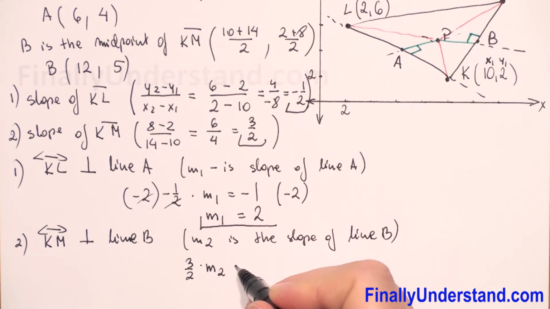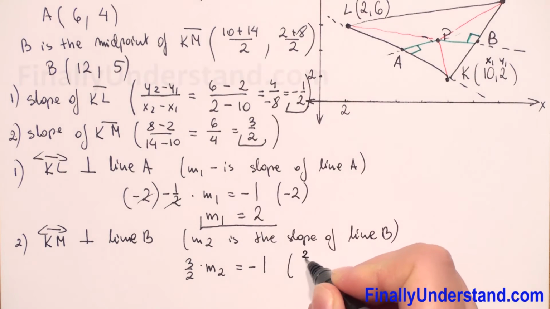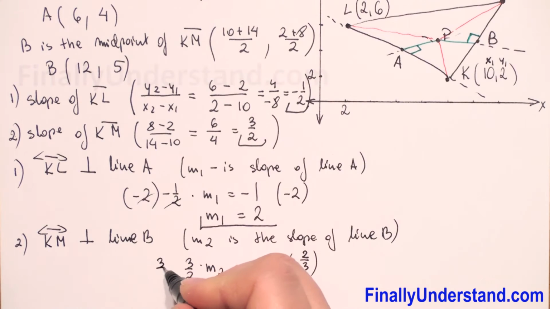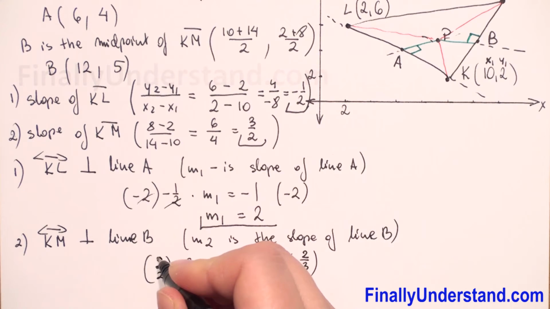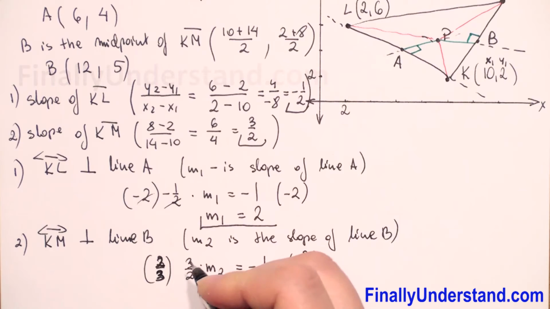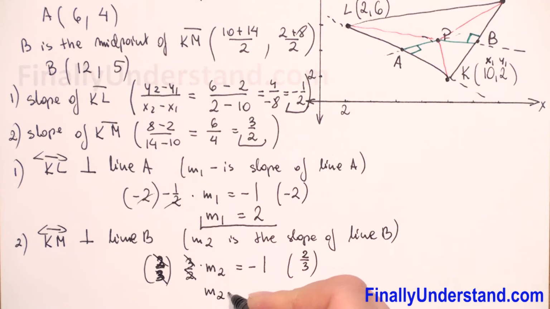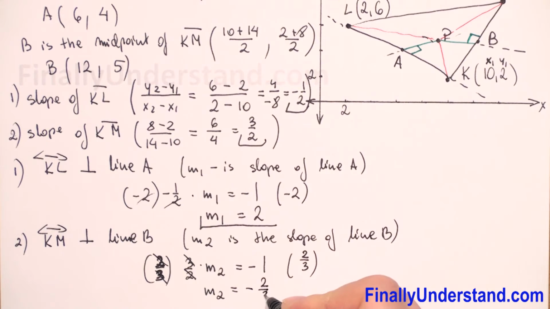M2 is equal to -1. We know that two non-vertical lines are perpendicular if and only if the product of their slopes is -1. So now I will multiply both sides by 2/3 to reduce the fraction on the left side. So we can reduce 2 with 2 and 3 with 3. So we have M2 is equal to -1 times 2/3, so -2/3. We have the slope of line B.